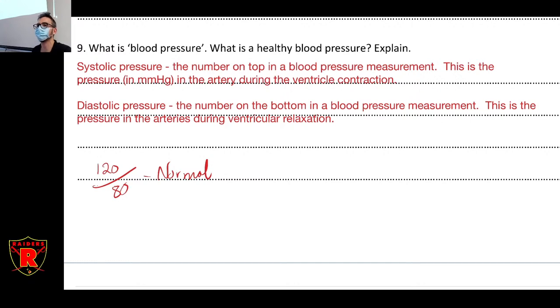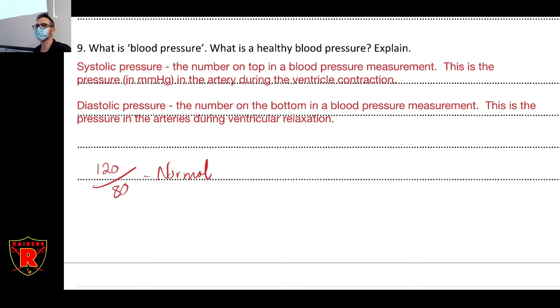If you have really, really hard arteries, you have arterial sclerosis, then your arteries can't constrict or relax very much to redirect blood flow, and that's going to cause really high blood pressure. And conversely, high blood pressure causes arterial sclerosis. It's a vicious cycle. So we're going to talk more about that later. But this would be normal, around 120 over 80.